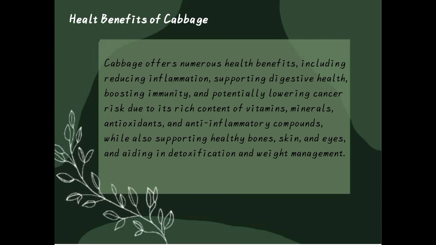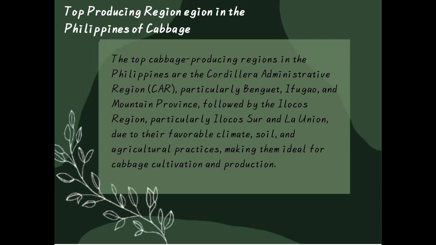detoxification and weight management. Top producing regions in the Philippines of cabbage. The top cabbage producing regions in the Philippines are the Cordillera Administrative Region or CAR, particularly Benguet, Ifugao, and Mountain Province, followed by the Ilocos region, particularly Ilocos and La Union, due to their favorable climates, soil, and agricultural practices, making them ideal for cabbage cultivation and production.